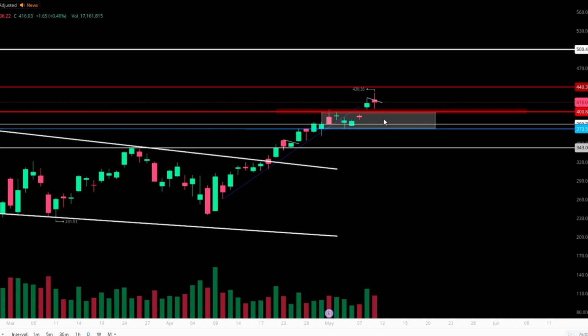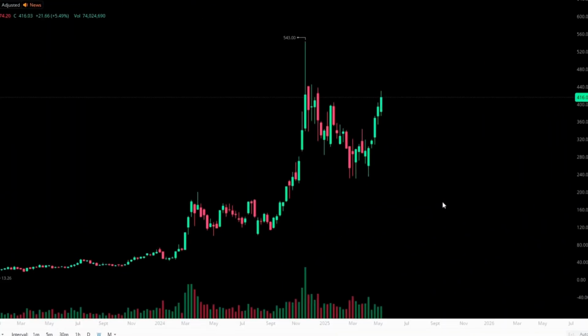So with that being said, congrats guys to anyone who caught that move. But with that being said, let's get straight to it, man. Let's break down the technicals. We're going to start off with the weekly. Look at the weekly time frame. It's very clear. The stock is very bearish. No, I'm just kidding.